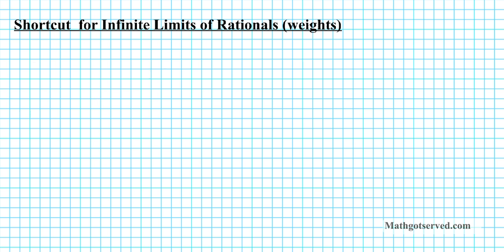All right, before we go into some examples, I just wanted to go over a shortcut or a trick that can help you evaluate limits involving infinity for rationals. Okay, so let's go ahead and write down what the shortcut is, and we're going to be applying it to some examples. Okay, so let P over Q be a rational expression, where P and Q are polynomials.